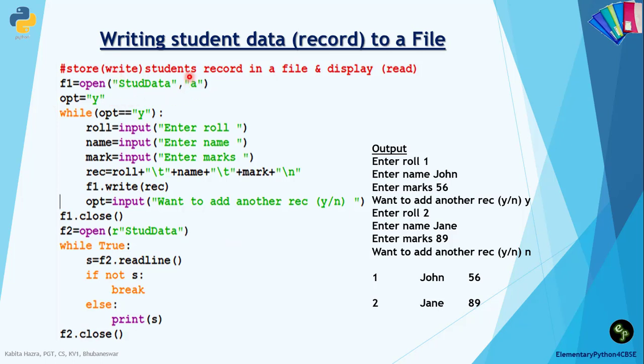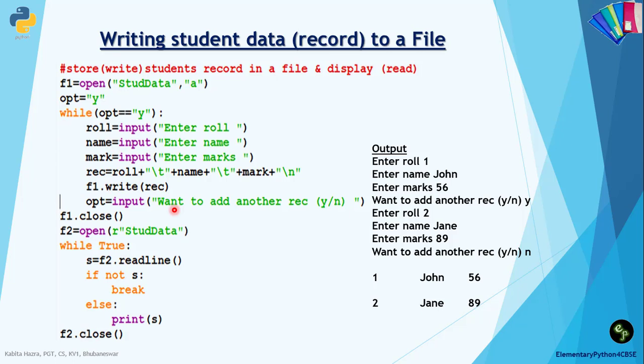Now we have opened it in append mode, because you might remember that in write mode, every time we run the program, since we have specified the mode as write, the data will be overwritten from the beginning of the file, and whatever we had earlier will be lost. As we want to store student records, we want the data that we have already added to remain in the file, and new data to be appended at the end of the file. That is why we are opening it in append mode.